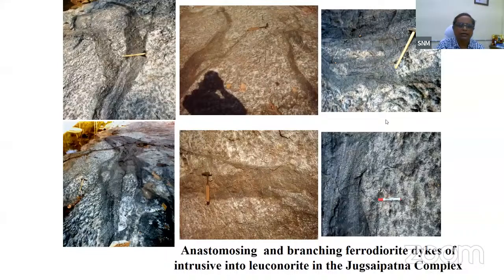Another typical thing that we have noticed here is the presence of ferrodiorite dikes. They are interpreted to be residual liquids after the crystallization of the anorthosite. Whatever the residual liquid is there becomes very rich in HFSE, apatite, zircon, things like that, and very iron-rich rocks also. And these later on intrude into the complex and form dike-like things. As you can see, the branching and anastomosing dikes are intruding into the anorthosite and leuconorite rocks.